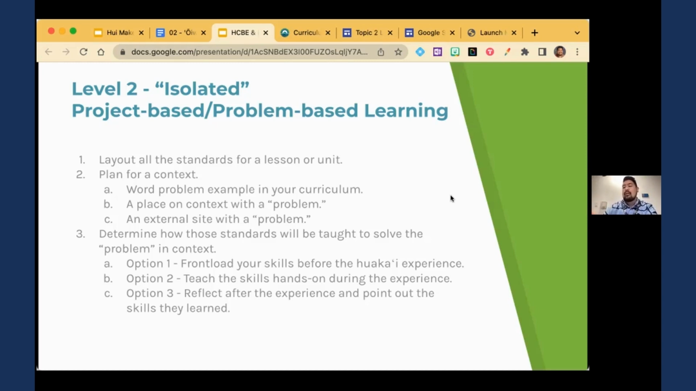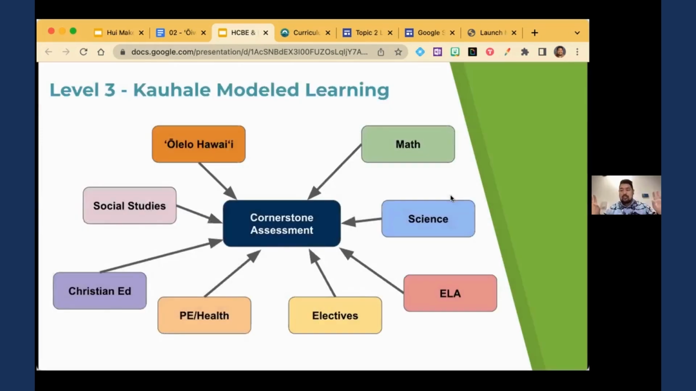So you're building that prior experience as well. Students need to recall something they've done before to use now. So these are ways to build context. Yeah, that's why I call it level 2. And the third level, this is the extreme one. And I think at 6th grade, their halauiwi is very similar to this. So this is what I would consider the kauhale model learning.